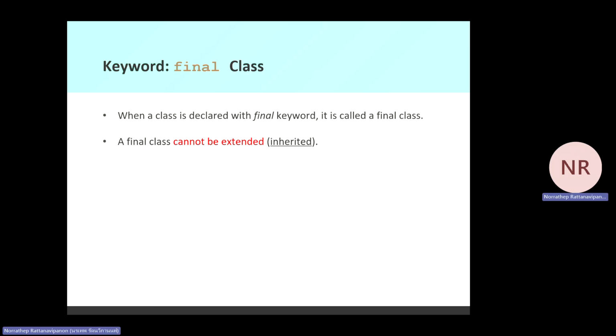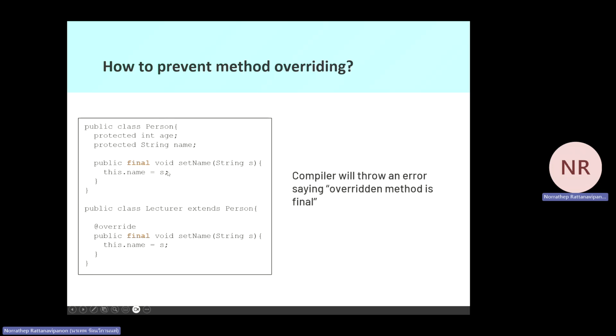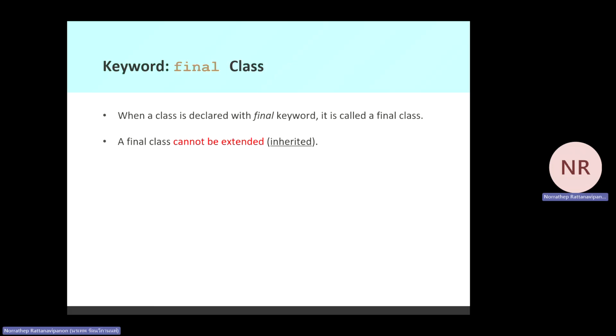Can you use the final keyword on the class? You know how to use the final keyword for methods. What if you use it for the class, what does it mean? When you declare a class to be final, that class cannot be changed later. In other words, it cannot be extended or inherited later. It means that you cannot have a subclass of a final class.